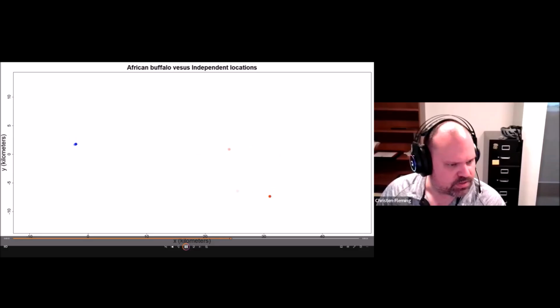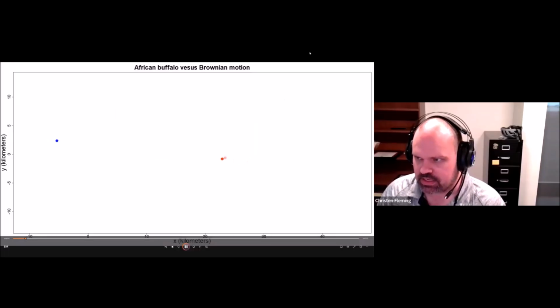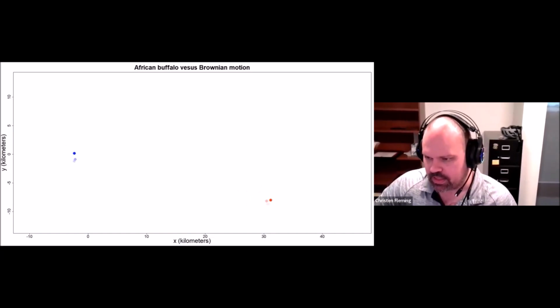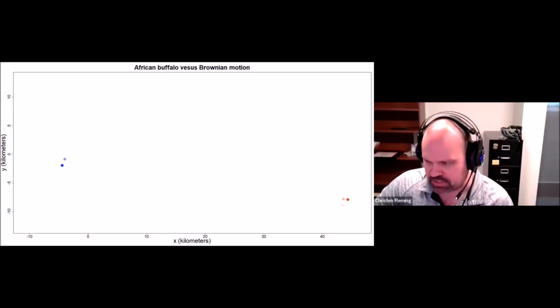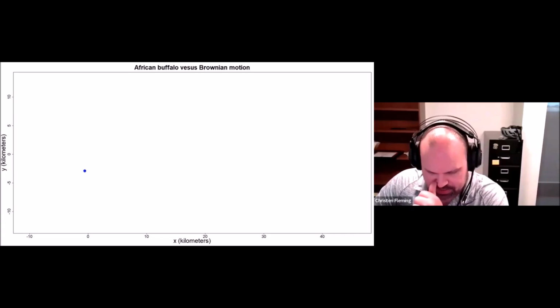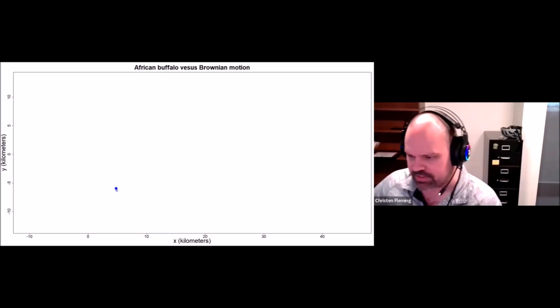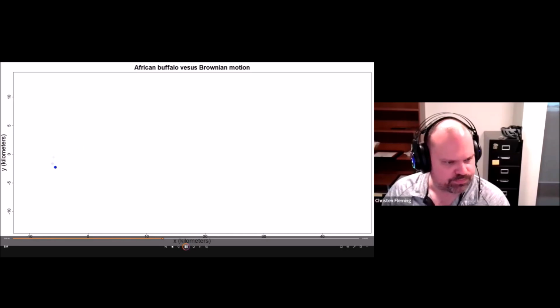So the next most common model that gets used, for instance, in Brownian bridges, this is what it looks like. On the left is the same real buffalo. And on the right is a Brownian motion process, the best Brownian motion process that's most like this actual buffalo data. The two things you can see there is, one, it's pretty jittery compared to the buffalo's real motion. And also it doesn't have a home range. It just diffuses forever. So it's gone now, and it's going to get very far away if you wait long enough.